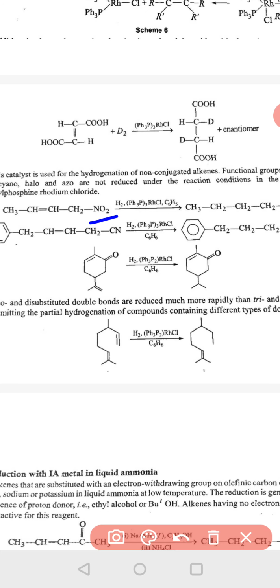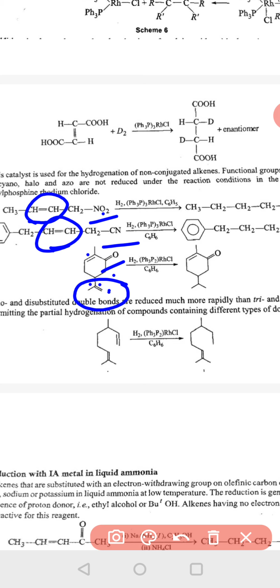This is the first example where the nitro group is not touched and reduction occurs only at the carbon-carbon double bond. In the second example, the cyanide group is not touched and reduction occurs at this side. And in the third example, reduction occurs at this side only, because although this compound has two alkenic groups and one CO group, only this carbon-carbon double bond is reduced because it is least substituted and the other one is left untouched.